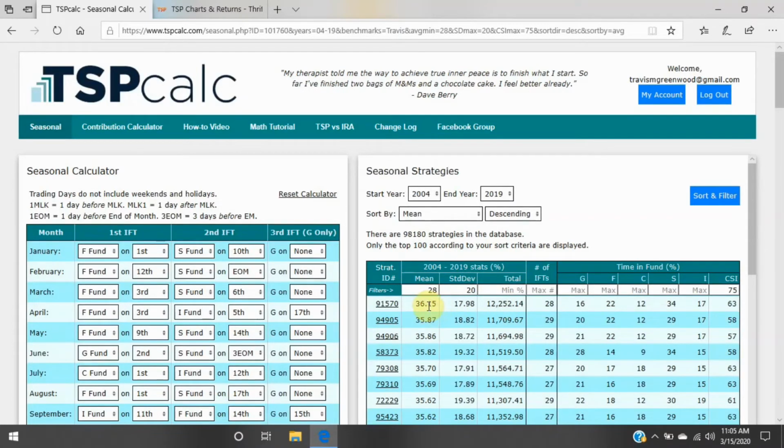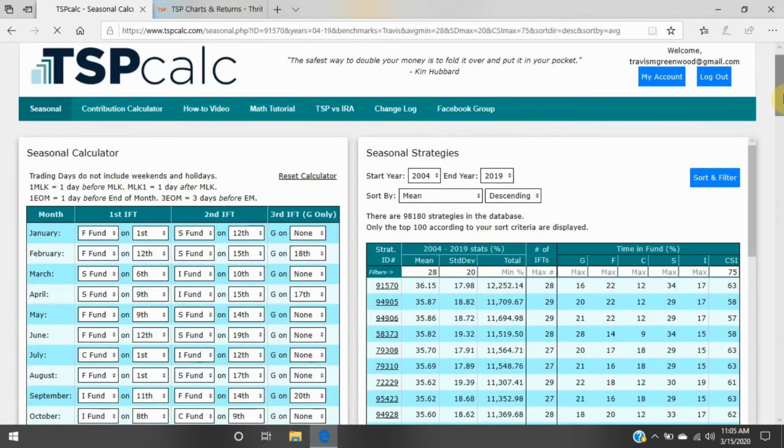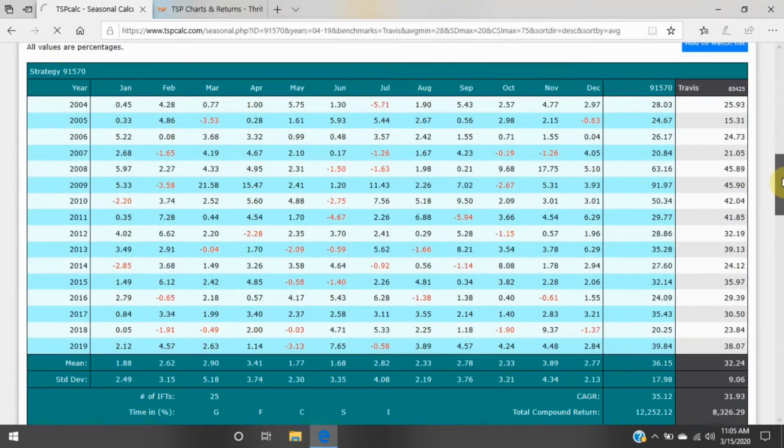36% average return, has a standard deviation of almost 18, which a lot of people might actually filter this out. But we have a CS&I of 63%. Let's go ahead and take a look at 91,570 and take a look at why that standard deviation is so high and why I don't think it's typically as big of a deal as people make it out to be. Okay, so let's take a look here. We had a variety of years that were really high, 41, 42, 45, 45, and then a couple of smaller years like 15 here, 23, and these are not small years, they're relative, right?